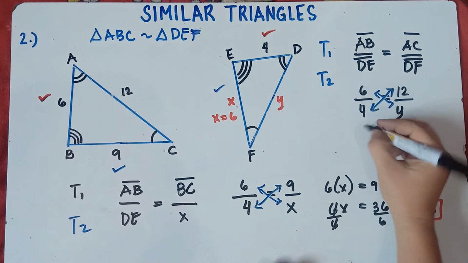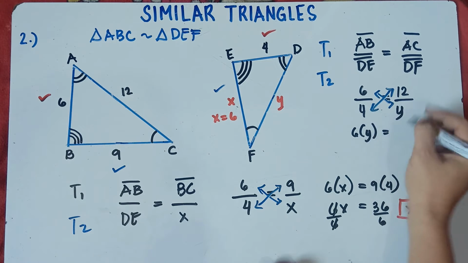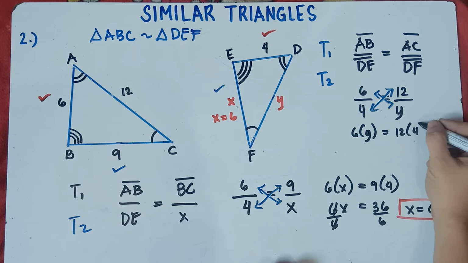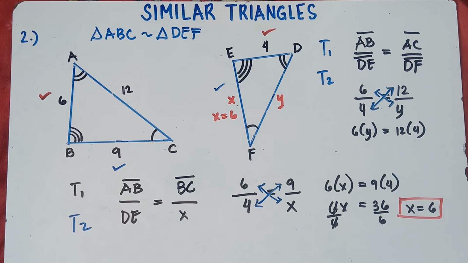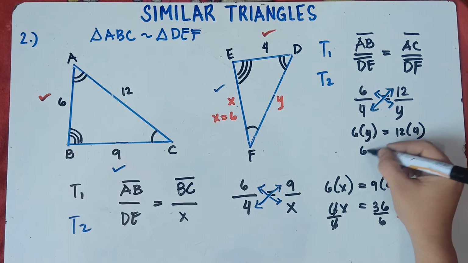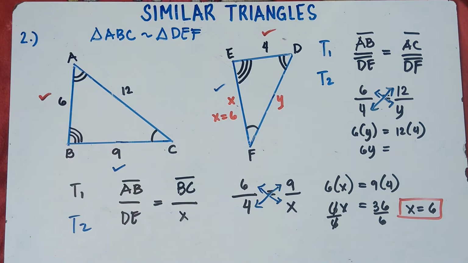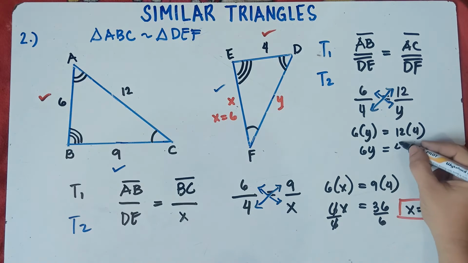So this will be 6 times Y equals 12 times 4. So 6 times Y, what's the answer, class? That's correct, that is 6Y equals 12 times 4, that is 48.